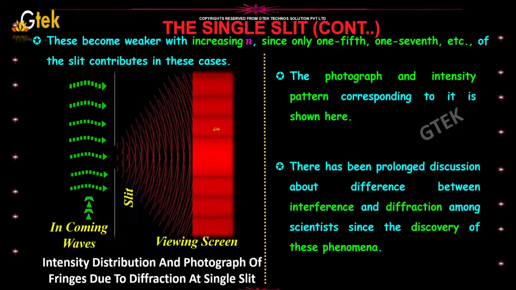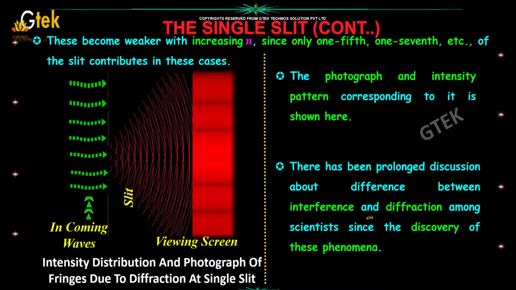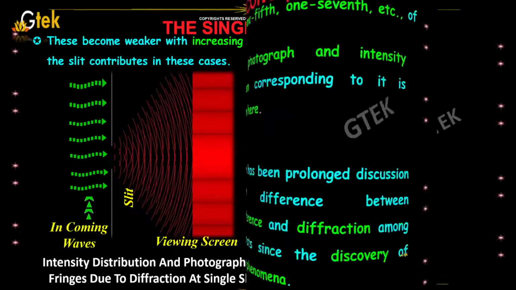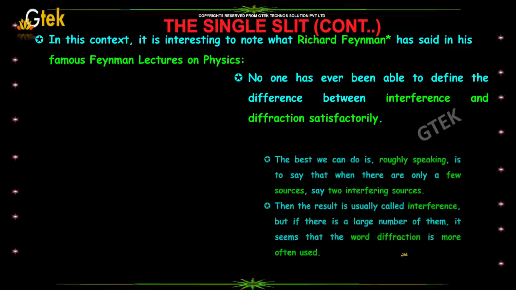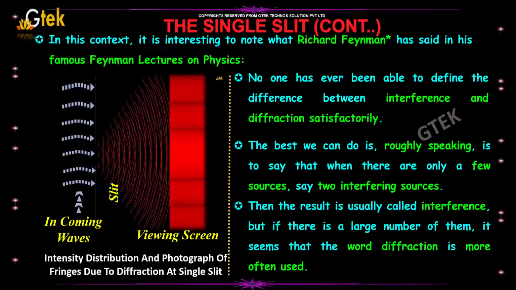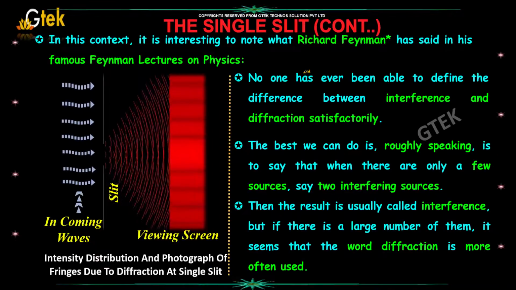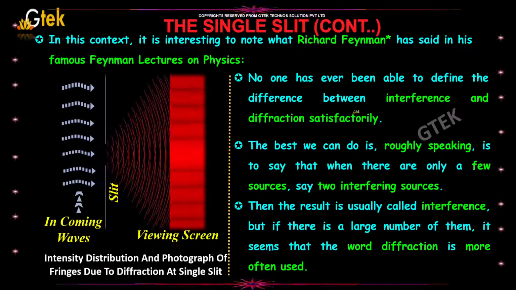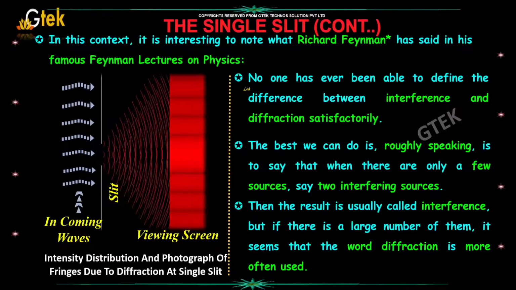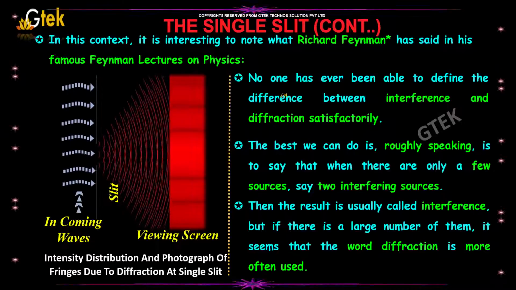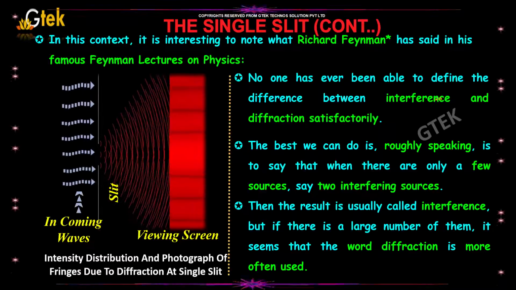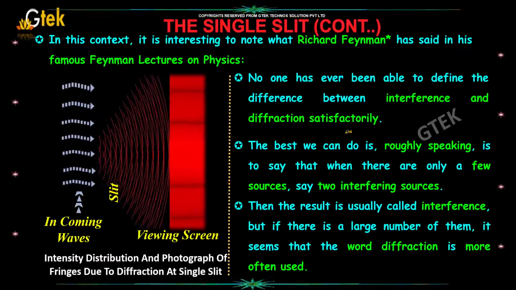There has been prolonged discussion among scientists about the difference between interference and diffraction since the discovery of this phenomenon. So, in this context, it is interesting to note what Richard Feynman has said in his famous Feynman Lectures on Physics. No one has ever been able to determine or define the difference between interference and diffraction satisfactorily.